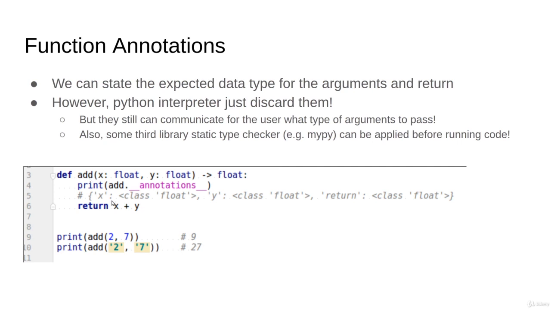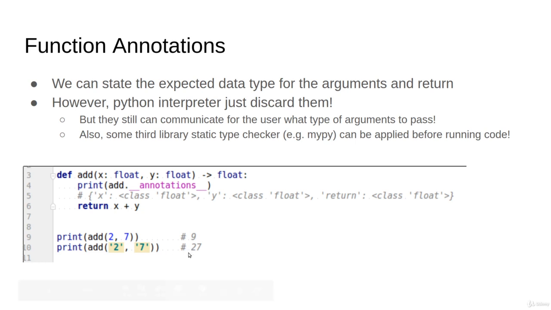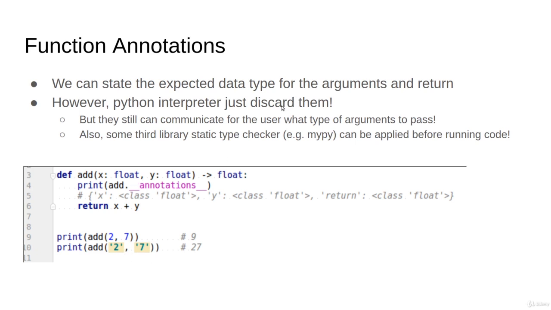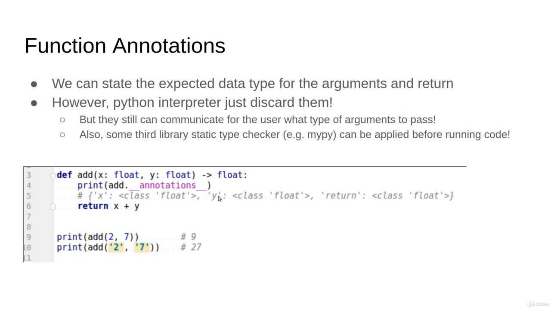Observe here, this function is adding the 2 inputs, and as we know, if the inputs are integers or floats, it's going to work well, but also if they are strings, it's going to work well. So now we are calling add with 2 and 7, and we are calling add with 2 and 7 as strings. Here they will be added, and here they will be concatenated. Observe, the Python interpreter doesn't complain that these are strings and we expect floats. The Python interpreter discards them, so be careful about that. We write them to communicate mainly, or maybe for some third-party type checkers. If you try to print the add function's annotations, it is going to give you a dictionary of what kind of annotations are provided with the function.